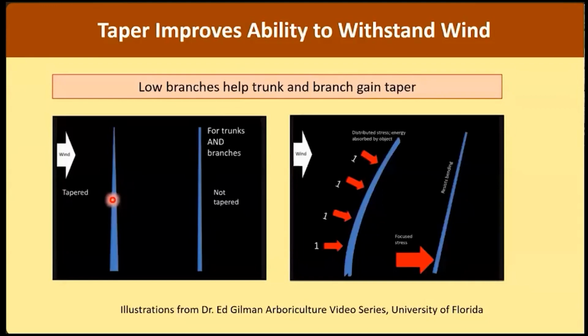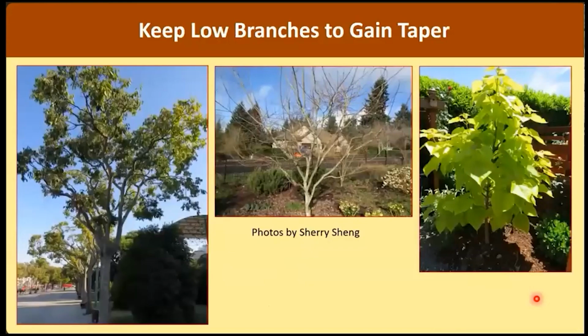There is a fourth element that I did not cover yet, and that's called taper. Taper refers to the fact that a branch or a trunk is wider on the bottom and narrower on the top. And research shows that with taper, the tree trunk is better able to distribute wind stress, and as a result, better able to endure strong wind. So if you live in an area that has strong wind, this is something that you would really care about and want to strengthen your tree.